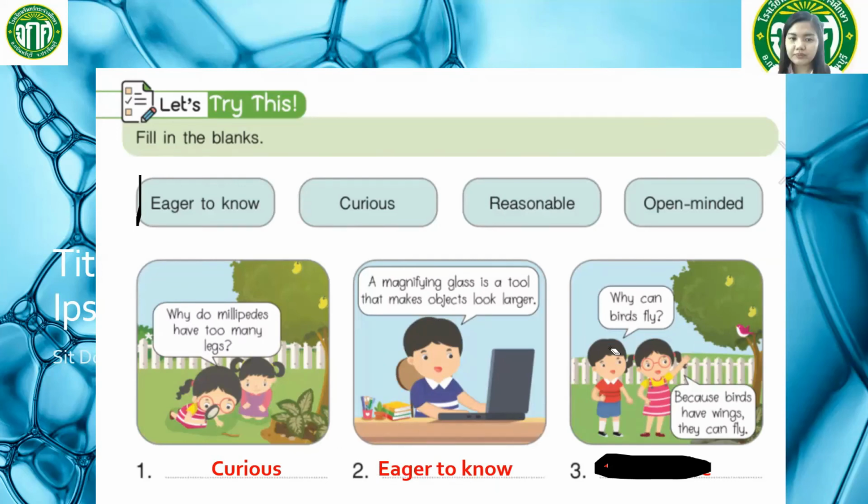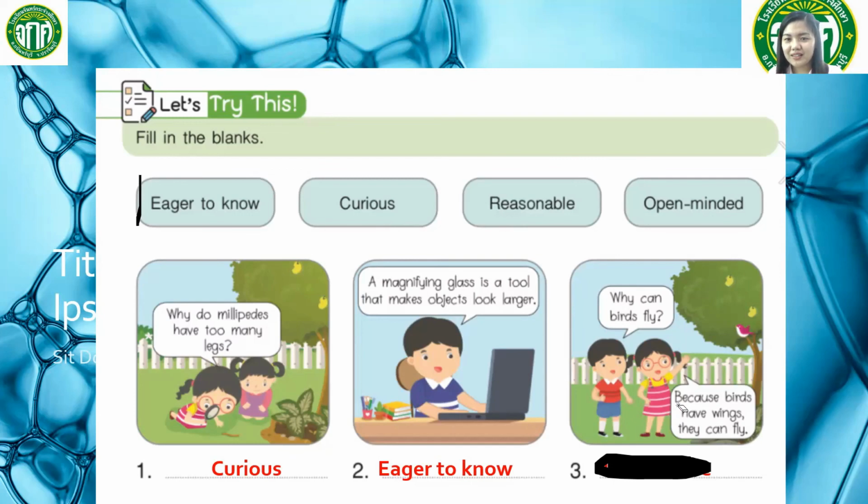Next, we have number 3. The friends here, a boy and a girl. The boy says, why can birds fly? The girl says, because birds have wings, they can fly. What do you think is the character or the trait that they are showing here? What do you think is the answer for number 3? Is it eager to know, curious, reasonable, or open-minded?